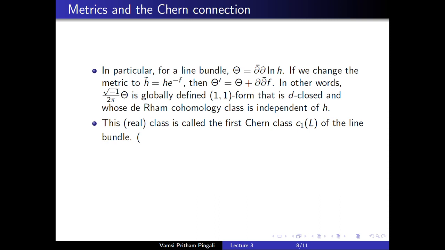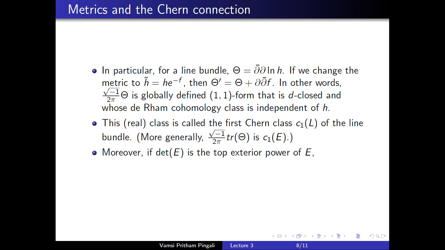It's a topological invariant, as in if two line bundles are isomorphic, they have the same first Chern class. Right. More generally, if you have a vector bundle and you take trace of theta times square root of minus 1 over 2 pi, that turns out to satisfy the same requirements. That is, it's a globally defined 1-1 form that is closed and whose de Rham cohomology class is independent of h. That requires proof, and I'll leave that as an exercise.